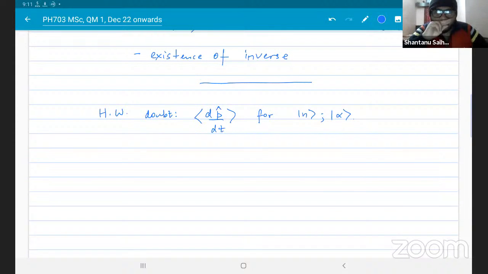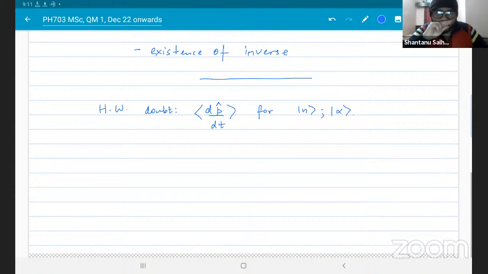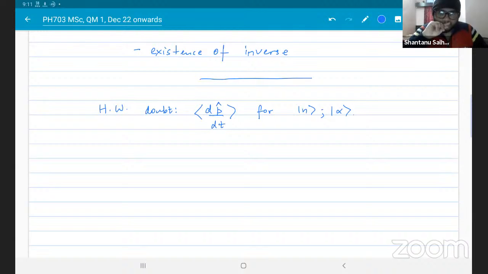One second. So dp by dt, for let me actually just really quickly go and refer to the textbook because I don't want to say anything incorrect.